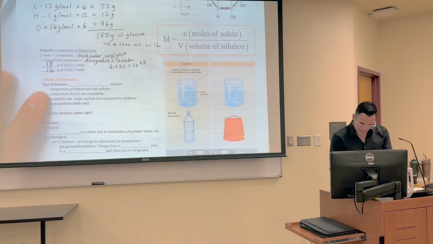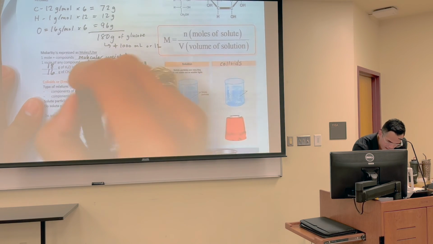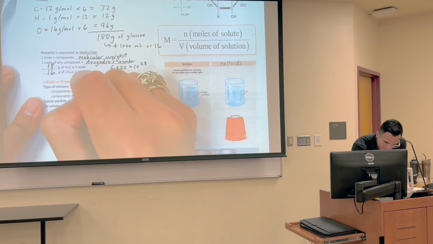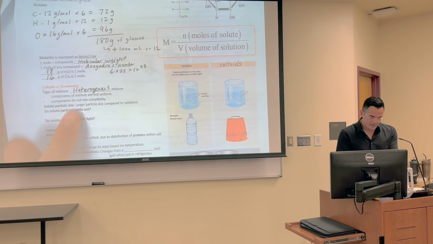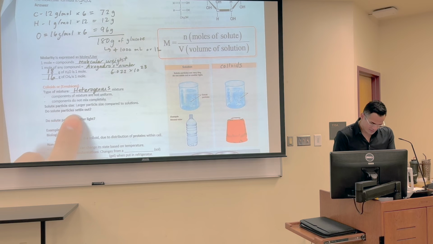That's 1 mole. But then also, another one is colloids. So that's what this is over here. So colloids, or emulsions. And this is going to be a heterogeneous mixture. The particle sizes are going to be larger compared to what we saw within solutions. And do these particles settle out? Is there any sediment that's formed here at the bottom?